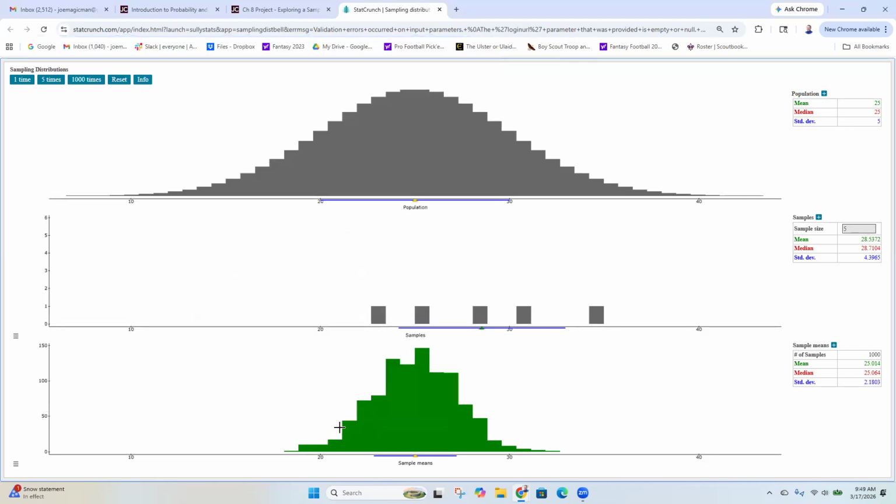Yeah. Still looks like a bell to me. It's a little funky, right? And that's because the samples that were taken were random. Okay. So sometimes you pick people who are really tall, really short.